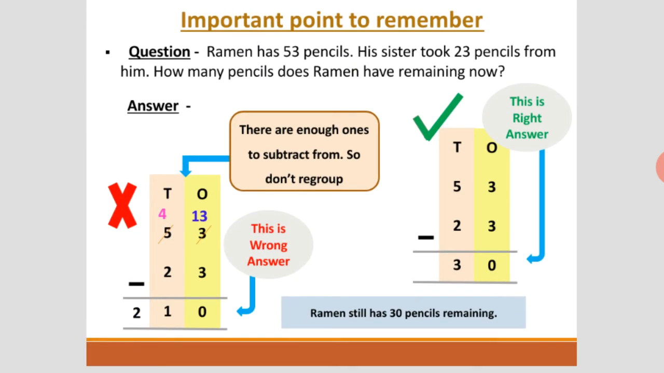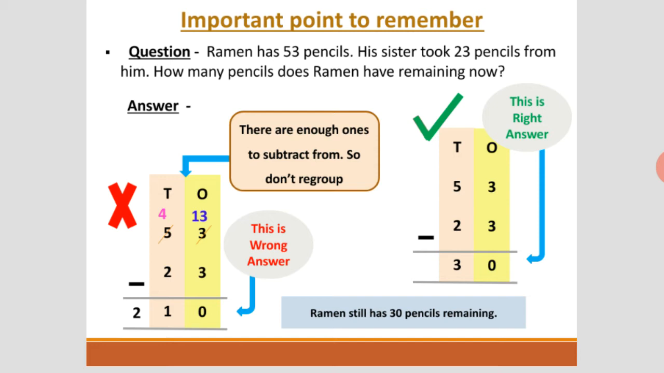Next, important points to remember. Let us discuss these important points. Here we need to know some important points. If minuend is greater than subtrahend, that will be a normal subtraction operation, no regrouping. And if minuend is equal to subtrahend, that means difference 0, no regrouping. But if minuend is less than subtrahend, then it is a regrouping operation.